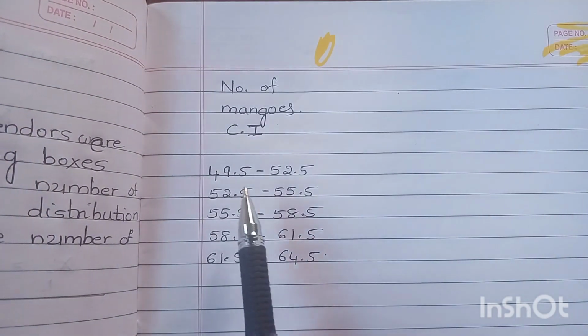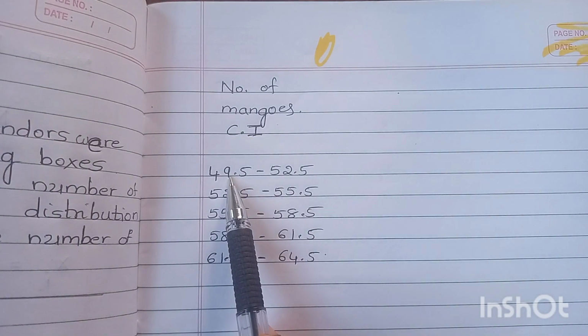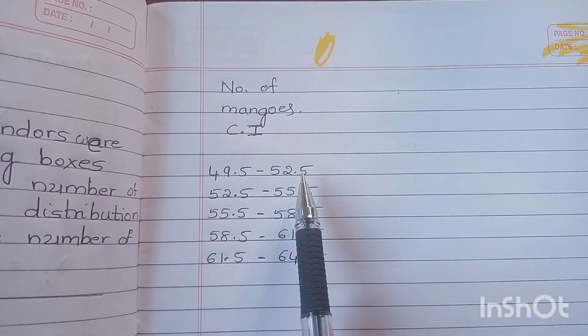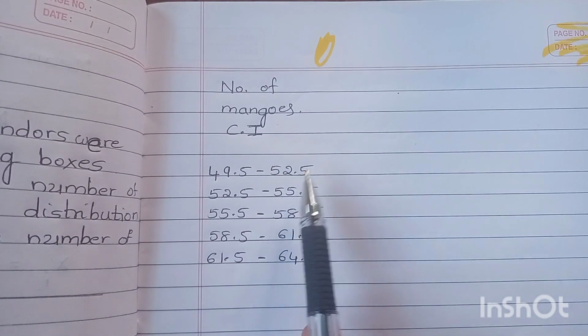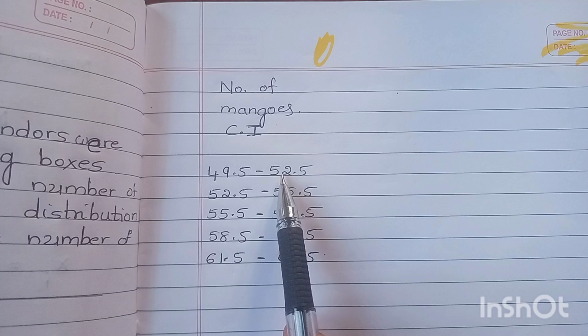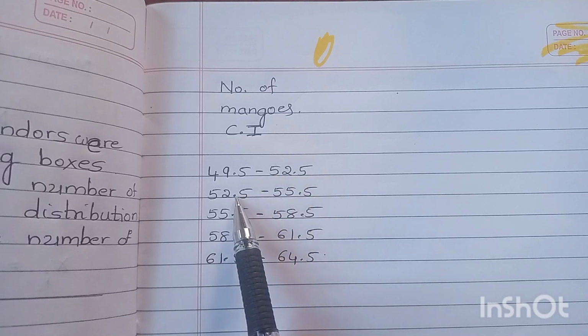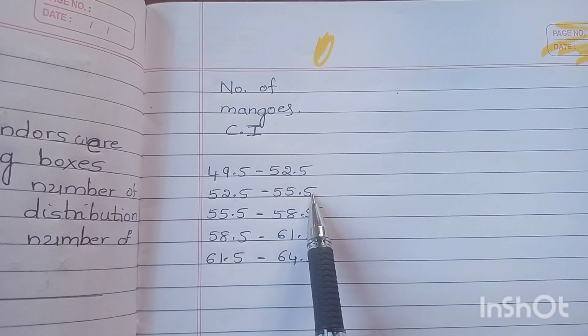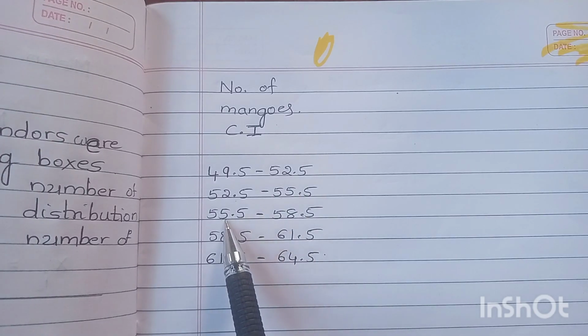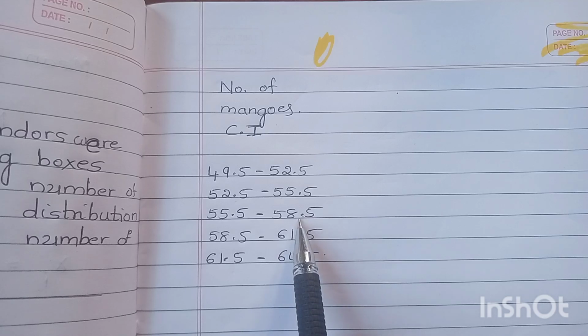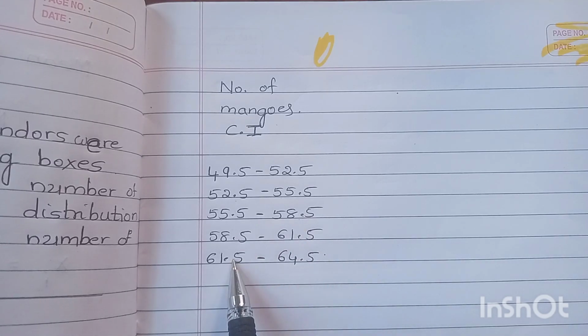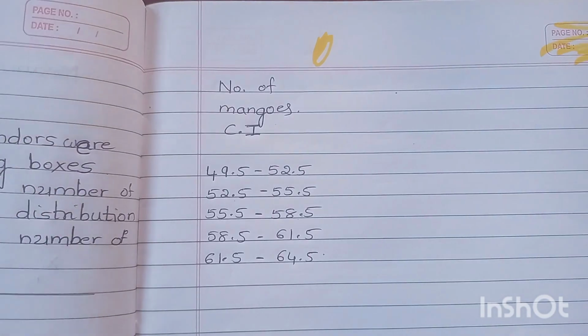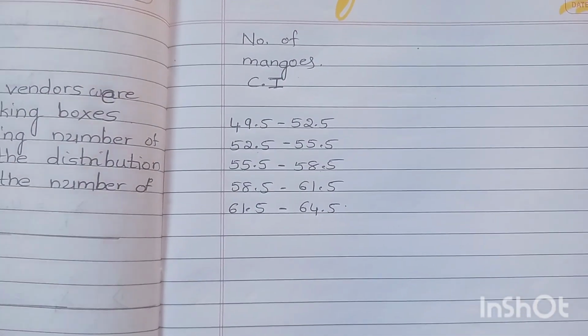Now look at this. In 49.5 to 52.5, the first class interval ends at 52.5. Here it starts from 52.5. Here it is ending with 55.5 and here it starts with 55.5. Here 58.5, here 58.5, here 61.5 and here it is 61.5. The class interval must be like this. Okay.